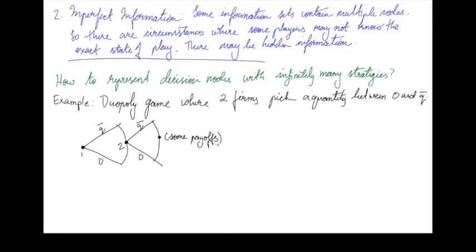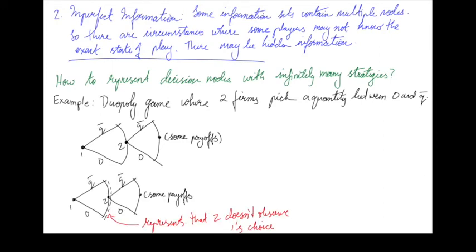If player 2 doesn't observe it, how do you draw an information set in this case? Well, we just draw a dashed line on the outside of the arc. So if we draw this dashed line on the outside of the arc, that represents that 2 doesn't observe 1's choice. So all of these different nodes, this continuum of nodes, are all in the same information set for player 2.